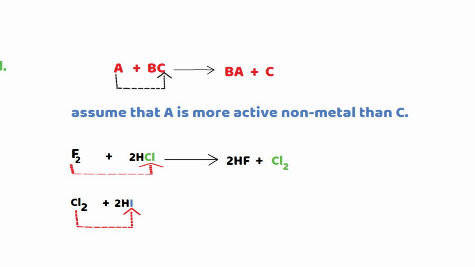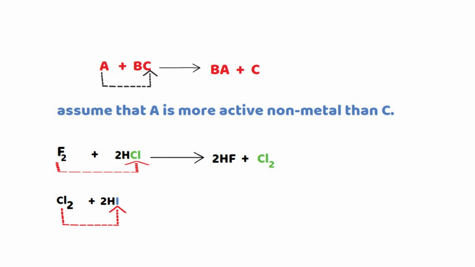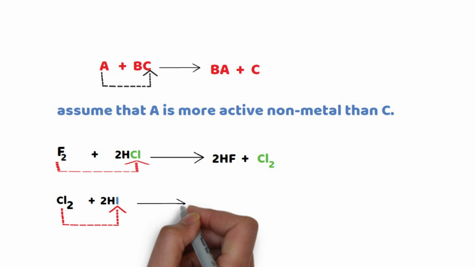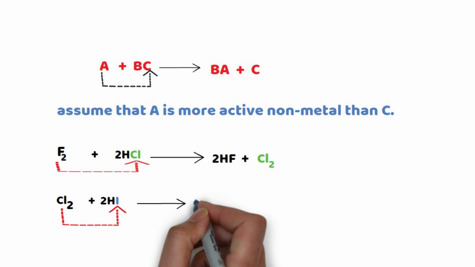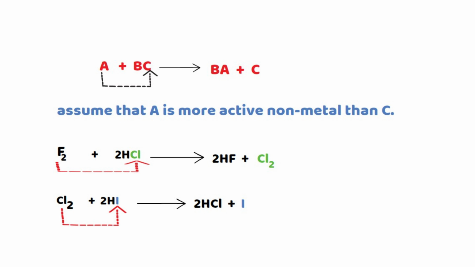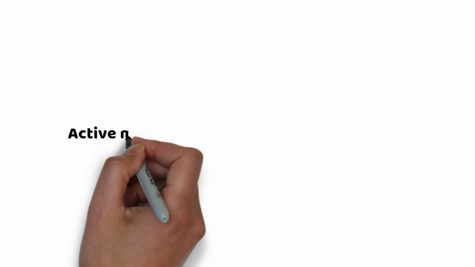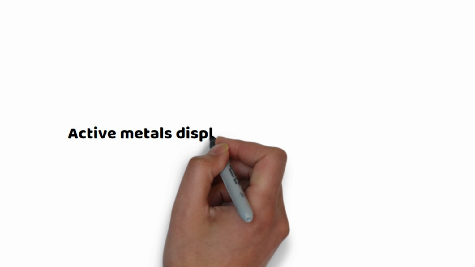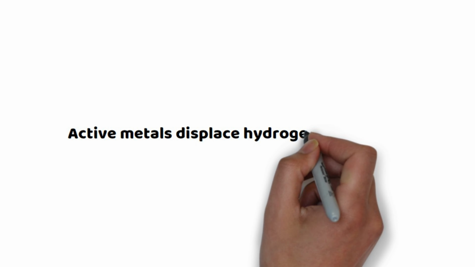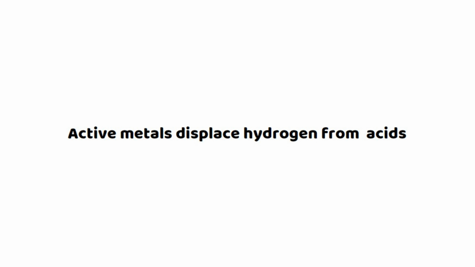Again, second example, chlorine reacts with hydrogen iodide. Chlorine here displaces iodine and forms hydrogen chloride plus iodine. But bromine plus hydrogen fluoride, no reaction because bromine cannot displace fluorine. Active metals displace hydrogen from acids.